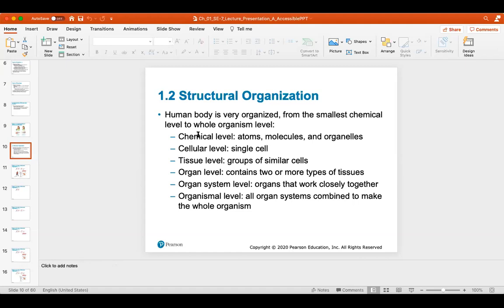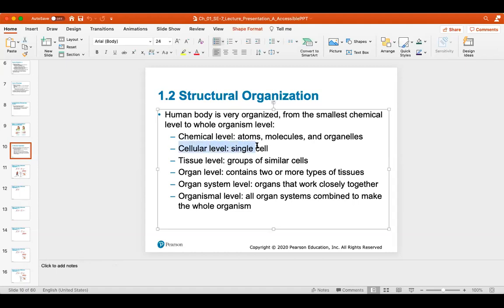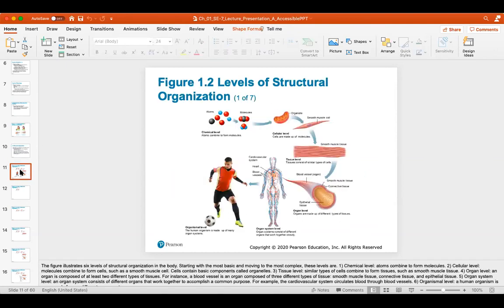So we start with the chemical level. Everything starts as an atom, molecule, and organelle. Then those make up cells. So the cellular level is single cells. Then the tissue level is groups of similar cells. The organ level is two or more types of tissues. The organ system level is several organs working together. And then the organismal level is the human being level or another animal. This is where all the organ systems are combined to make the whole organism.